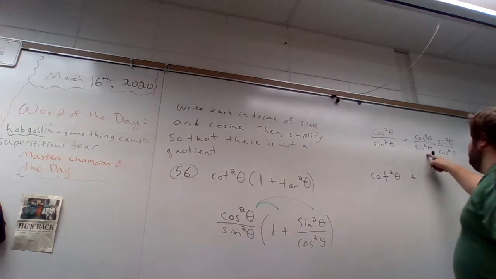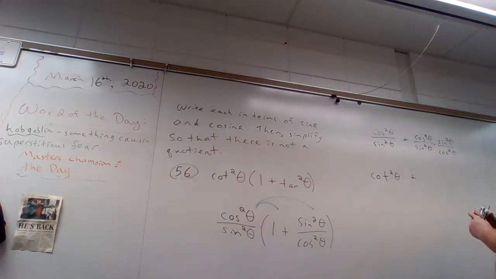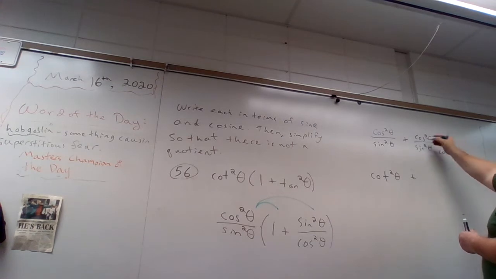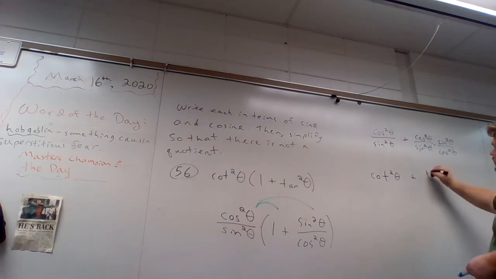And this one, the sine squareds cancel and the cosine squared cancel. So what's left there? That's actually just a 1, right?